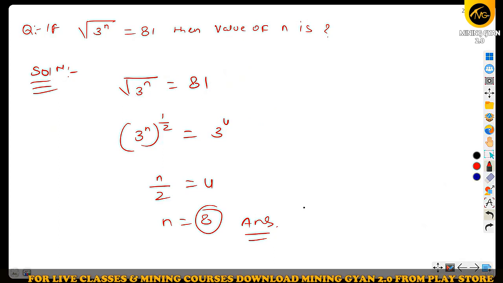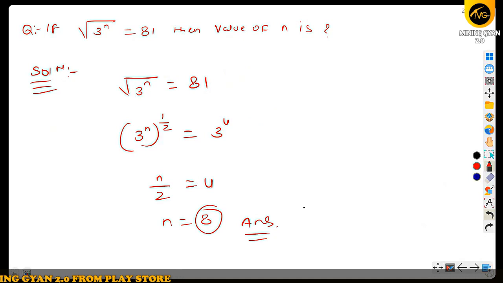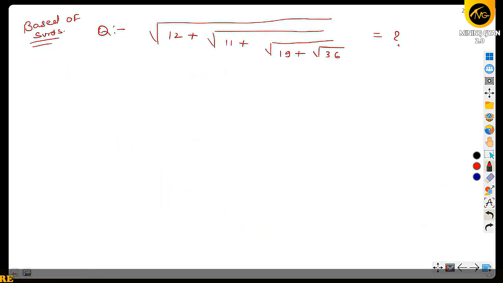Okay, now next we do another type of question. It is also usually asked in competitive exams in the square root section. Although it is also asked in the section of square root and cube root, basically this is based on the cube questions, so we can also solve it using the cube-based rules. Now what is the question?